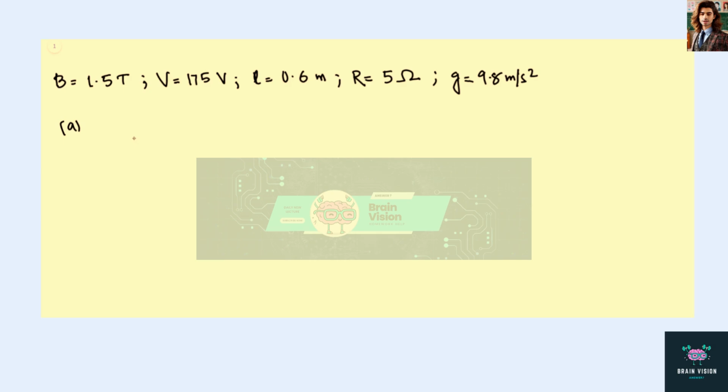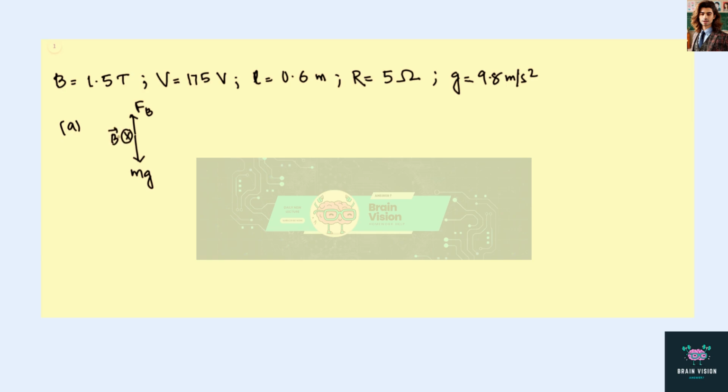So for part A, let's draw the forces first. For the system to be in equilibrium, the magnetic force should be upward and equal in magnitude to mg. And the magnetic field is given to be into the plane.